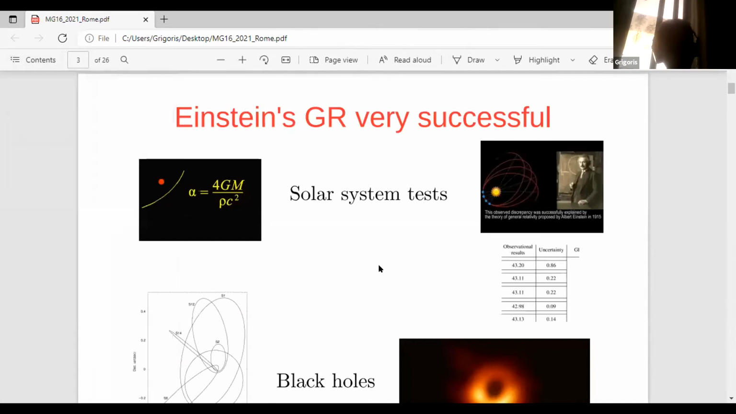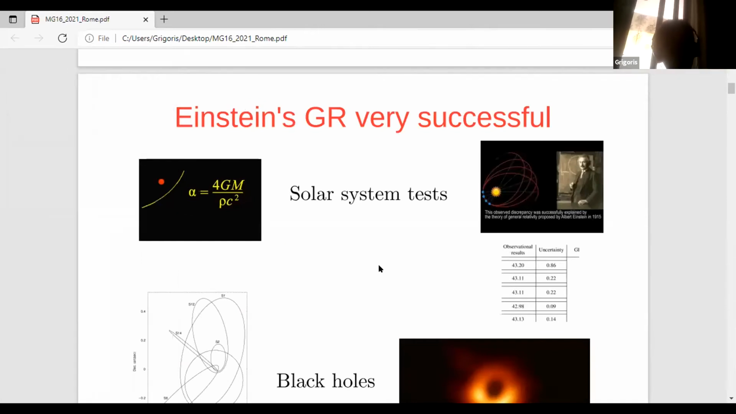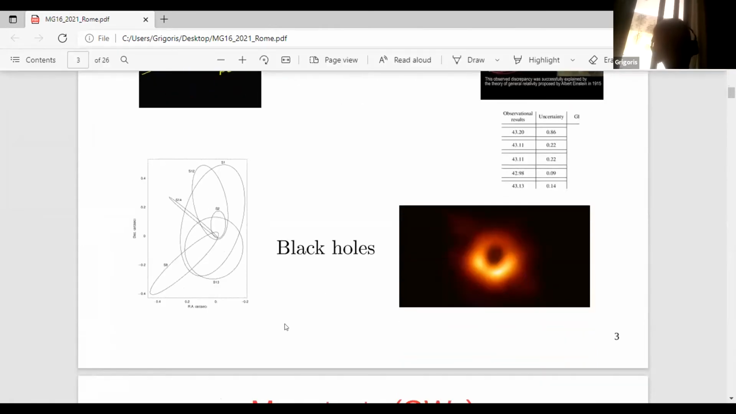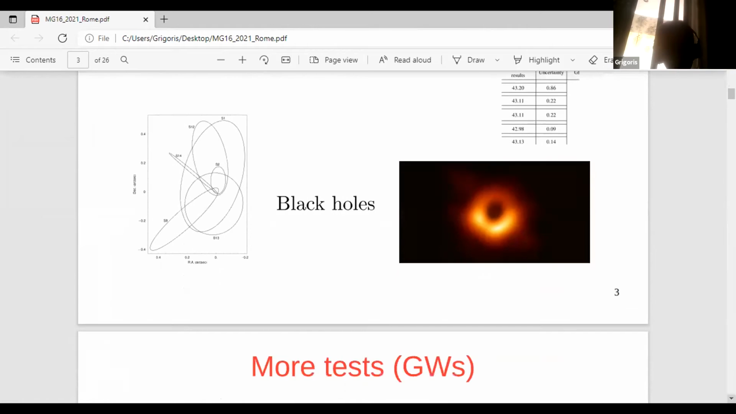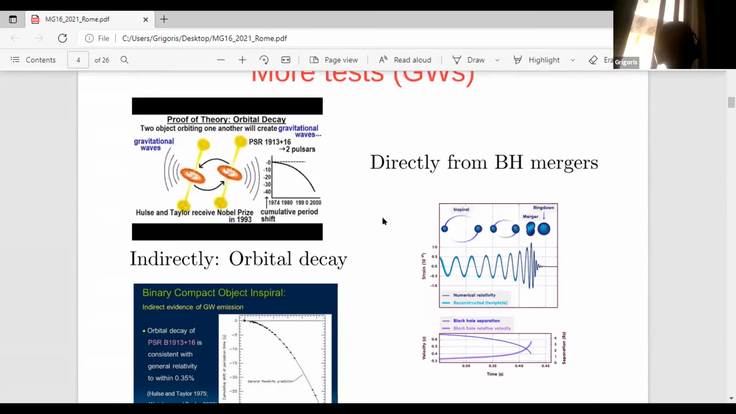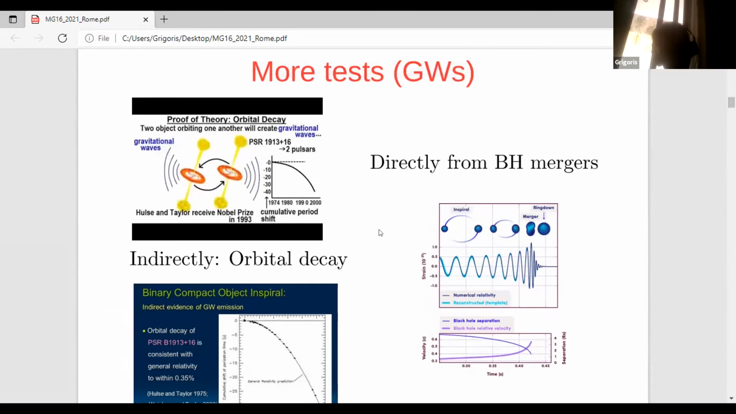So I think everyone agrees that Einstein's general relativity is both a beautiful and very successful theory. Over the years, it has passed several tests and many different predictions have been confirmed. For instance, one can mention solar system tests, the existence of supermassive black holes at the center of galaxies, and also indirect and direct detection of gravitational waves emitted from binary systems.